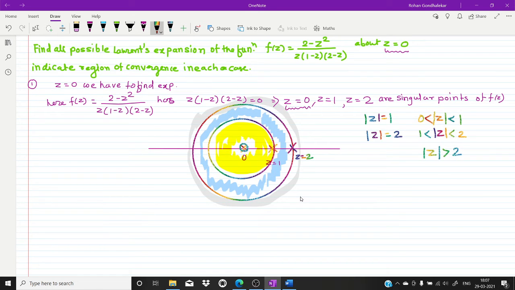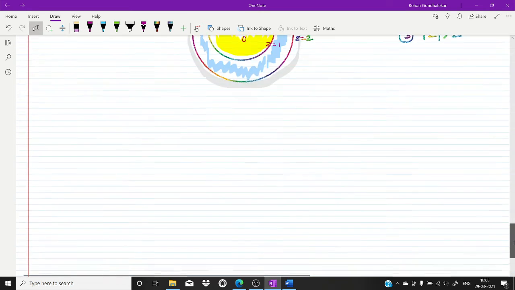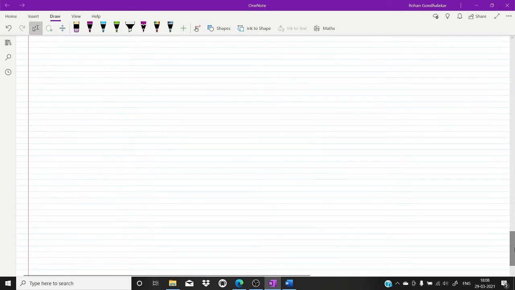So now how many regions have we identified? The first is the one between this point and the circle of radius 1. Second, the region between the circles of radius 1 and 2, and region number 3 is the outside of the bigger circle. Got it? Now we go for the second step. Now what is the second step?